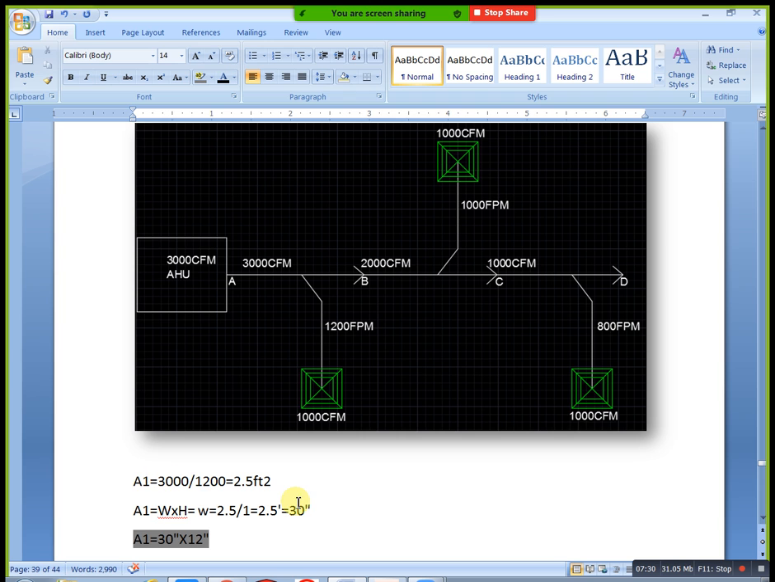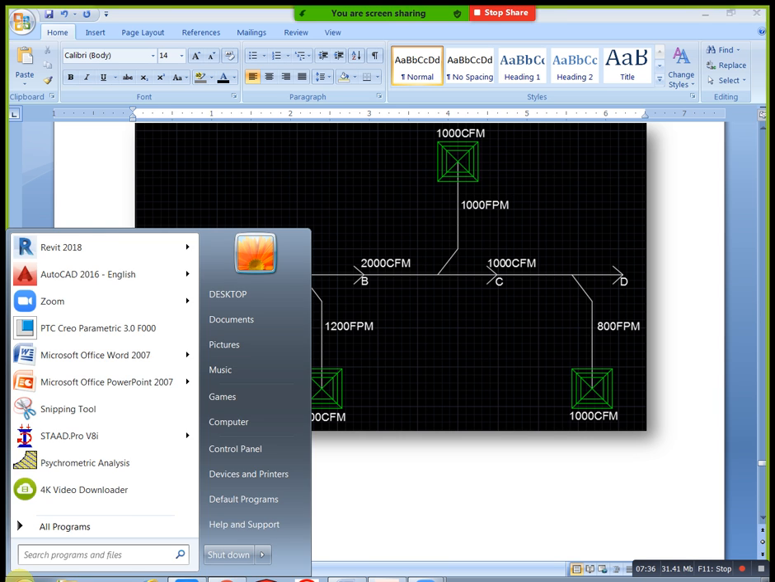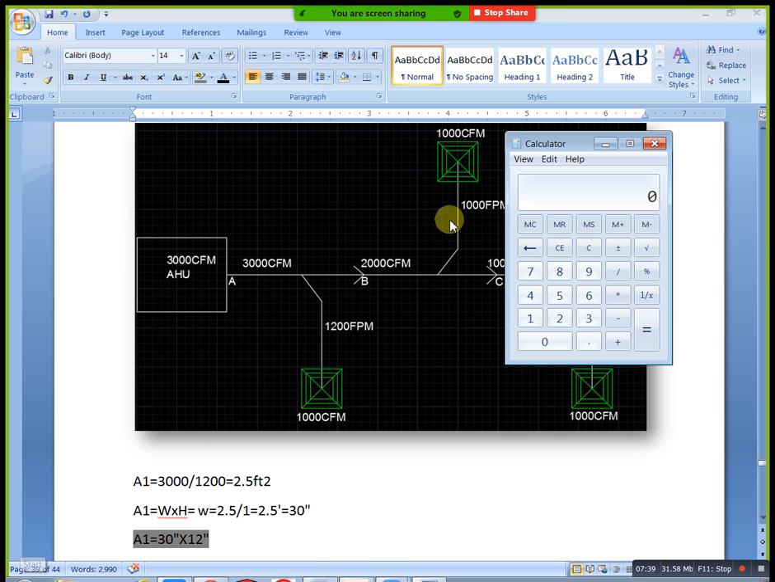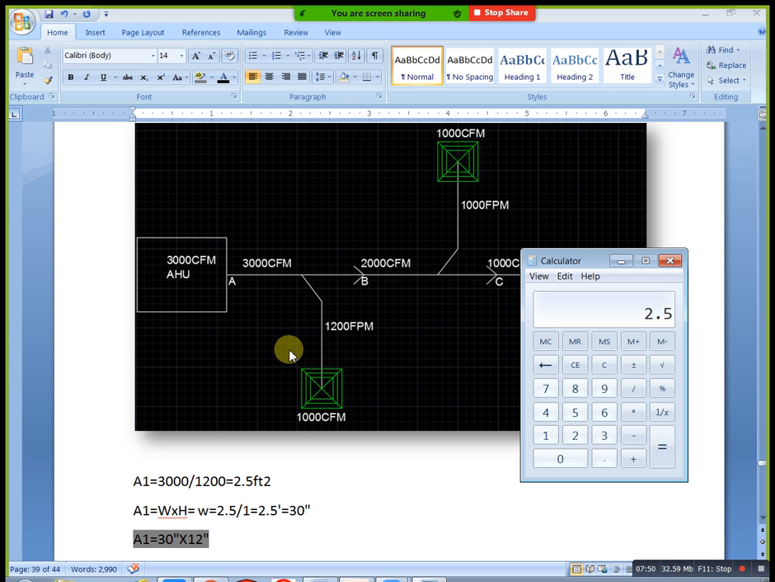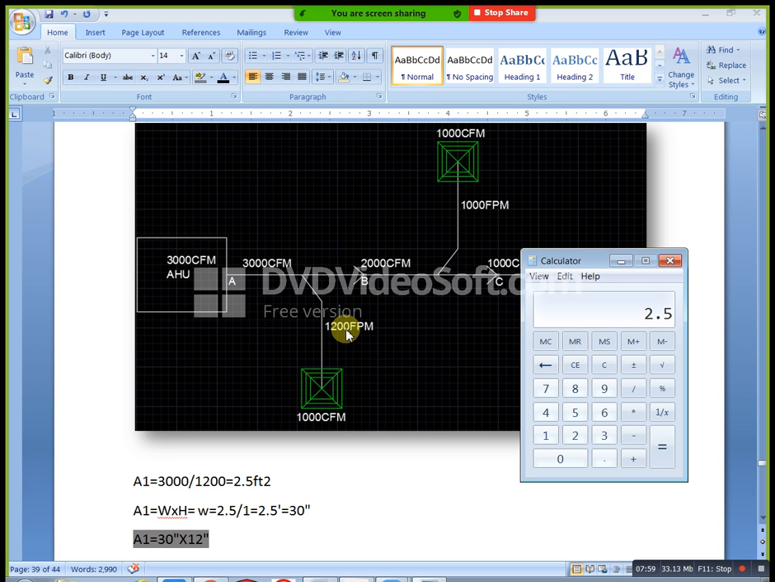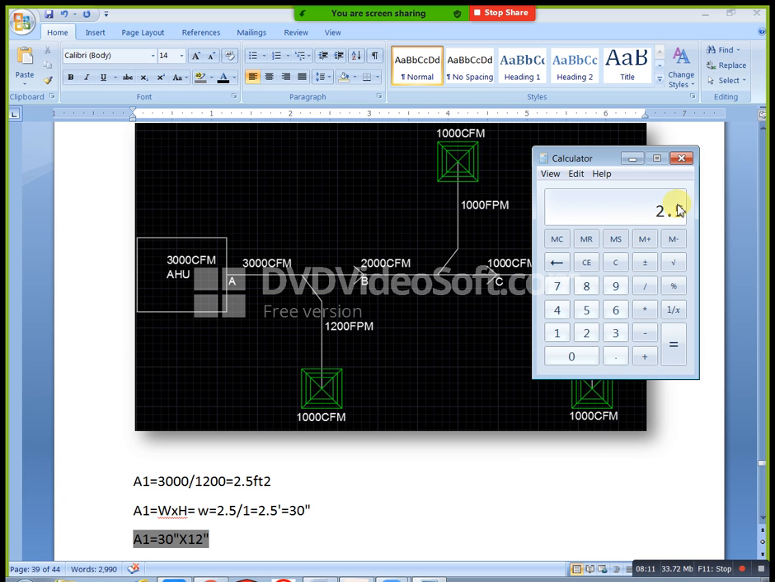How can we find out our area? We already have the Q, the CFM value, and the FPM value. Directly you can use your calculator. Just 3000 divided by 1200. How much? 2.5. Just you can see here we have 1200 FPM. 1200 FPM means low velocity, medium velocity, or high? Low velocity system, na. Low velocity system means automatically the initial cost is also less. Why? Because the fan capacity is also less. Okay, here we got our value 2.5 feet square, right?